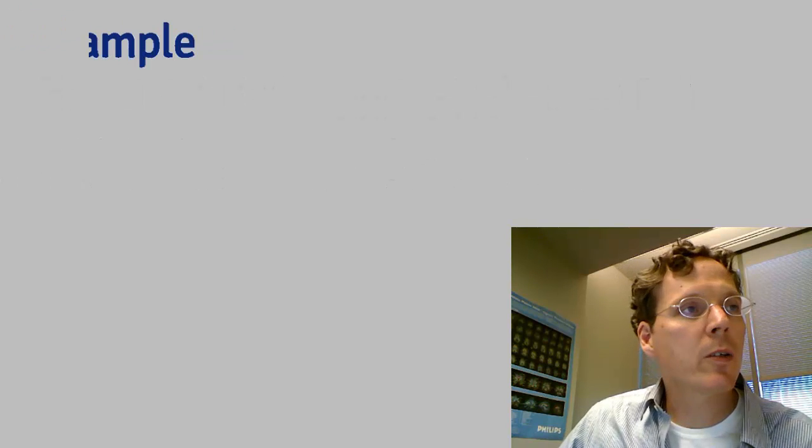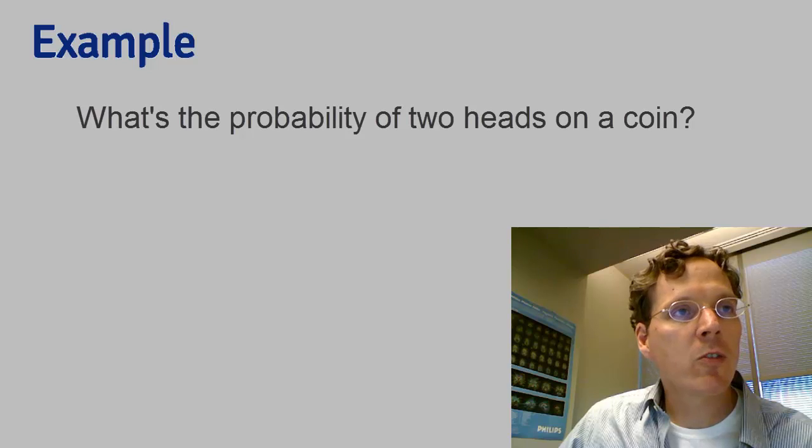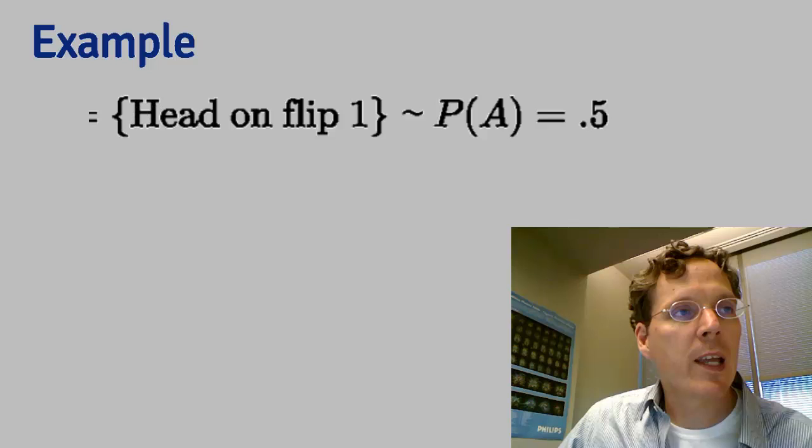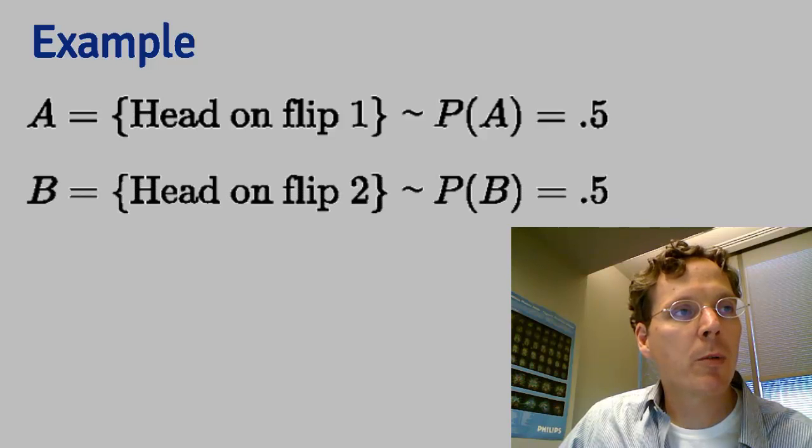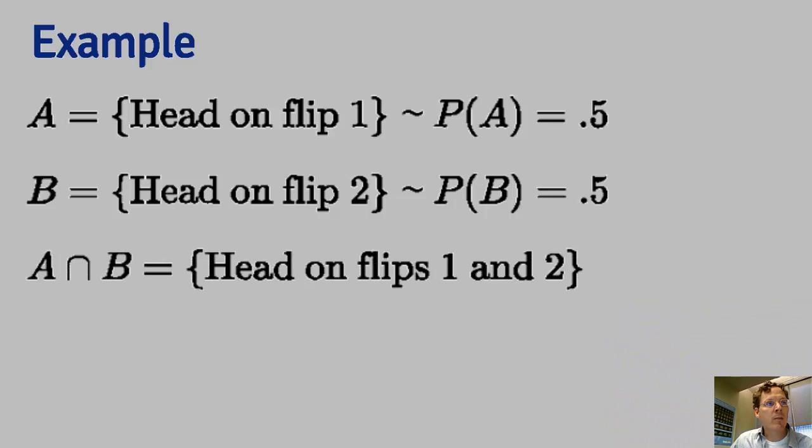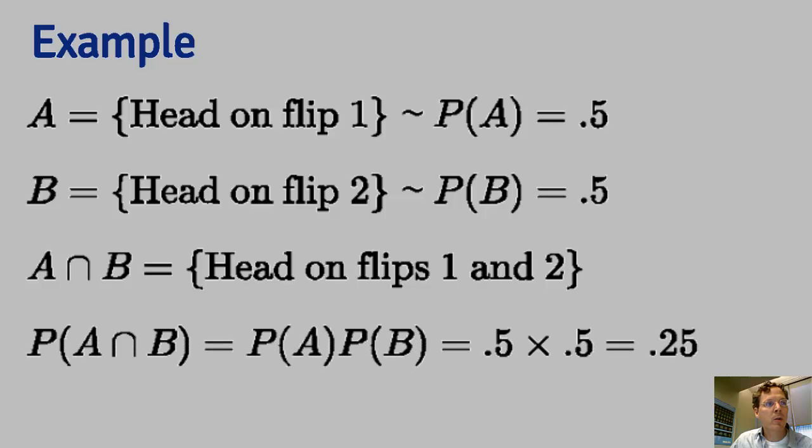Let's go through a numerical example. What is the probability of getting 2 consecutive heads? Well, let's define A as the probability of getting a head on flip 1 and B as the probability of getting a head on flip 2. Both probabilities are 0.5. In this case, we're assuming a fair coin. A intersect B is the event of getting heads on flips 1 and 2. In this case, because the events are independent, the probability of A intersect B is the product of the probabilities, and so we would say that it's 0.25.